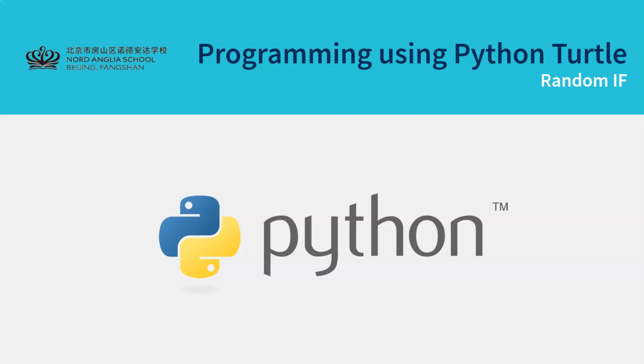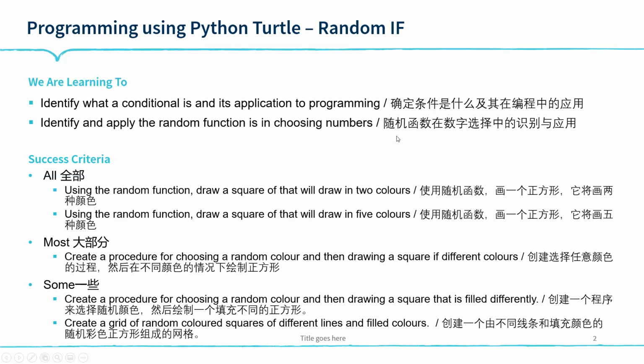In this episode we're going to look at the random if. So we're going to look at what a conditional is and its application to programming, and then we're going to identify and apply the random function in choosing numbers. So let's have a look how this is done.